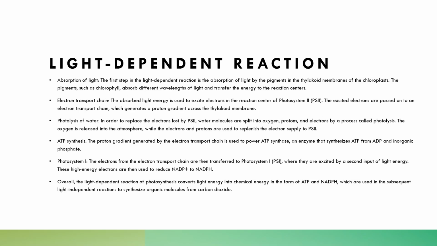The first part of photosynthesis is the light-dependent reaction, and this starts with the chloroplast absorbing light, and the pigments, specifically in the thylakoid membrane of the chloroplast. The pigments, such as chlorophyll, absorb different wavelengths of light and transfer that energy to the reaction centers. This absorbed light energy is used to excite electrons in the reaction center of photosystem 2, which is named since it was the second photosystem to be discovered.